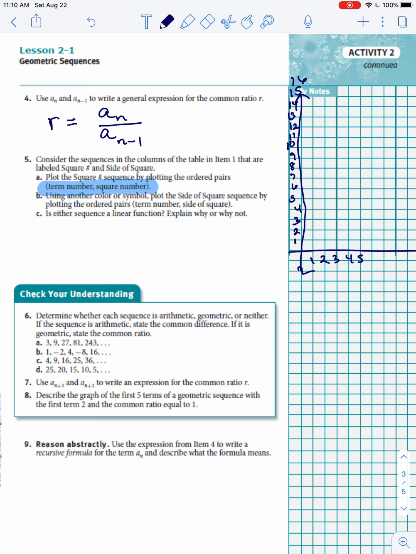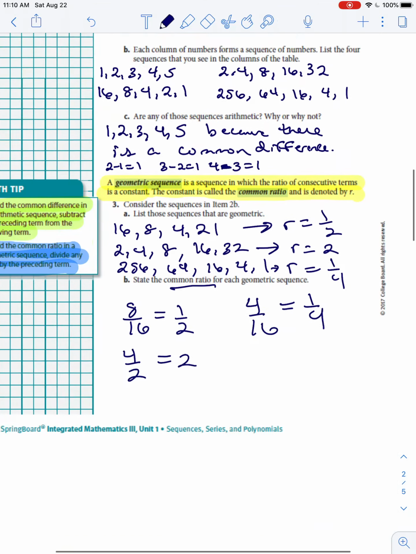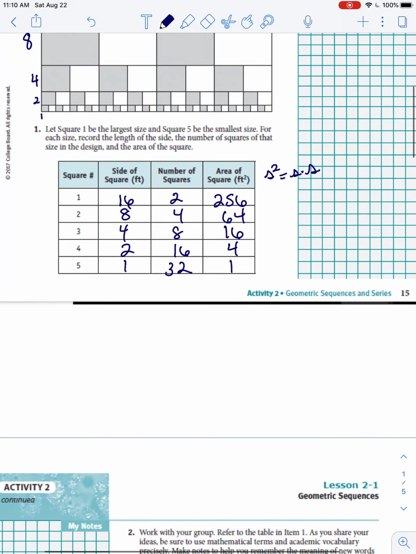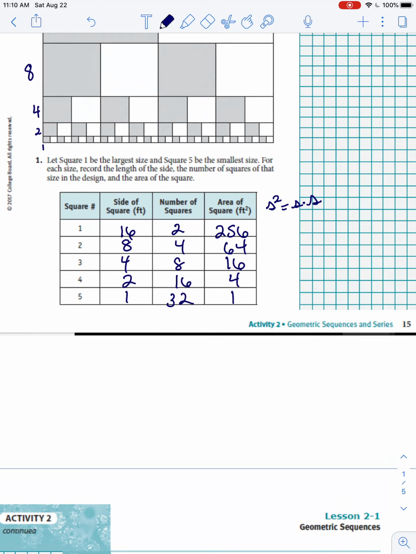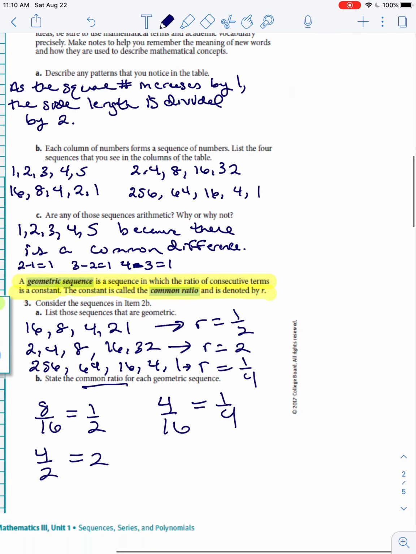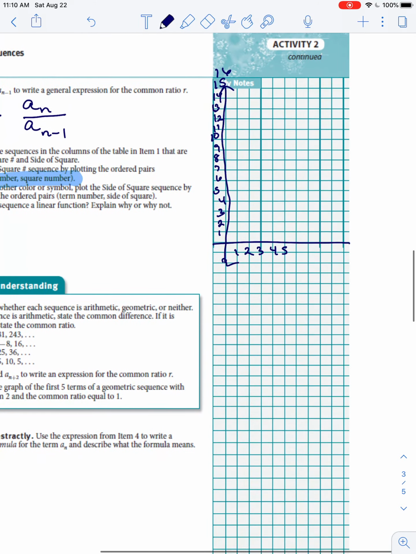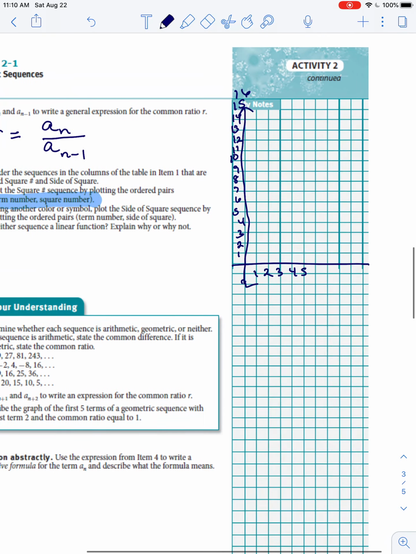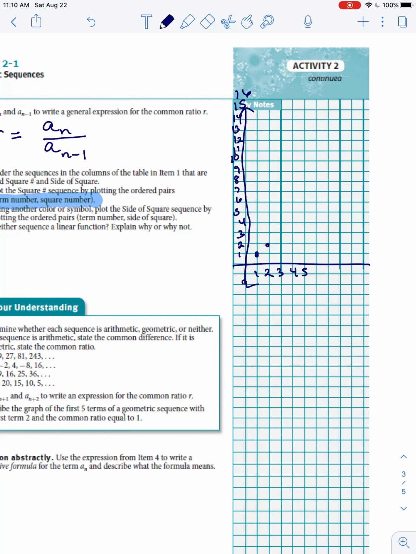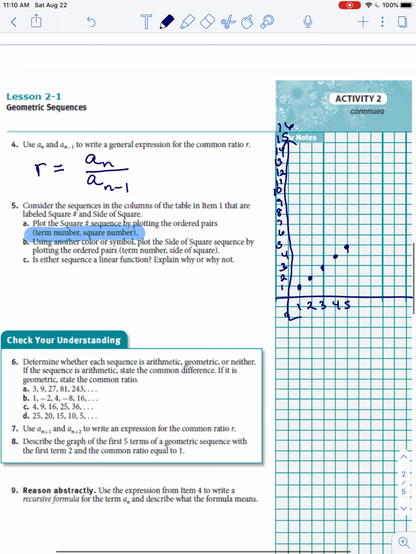If we remember that column, square number and term number, well, term 1 was square 1, term 2 is square 2, term 3 is square 3, and so on. So this one's going to be linear. We'll have 1, 1, and 2, 2, and 3, 3, and 4, 4, and 5, 5. That was the only arithmetic sequence that we were given. So we can see that that one is linear, which we're actually going to check in part C.